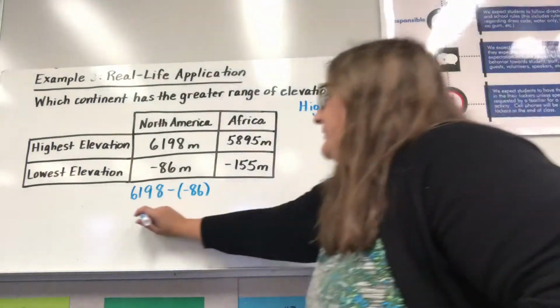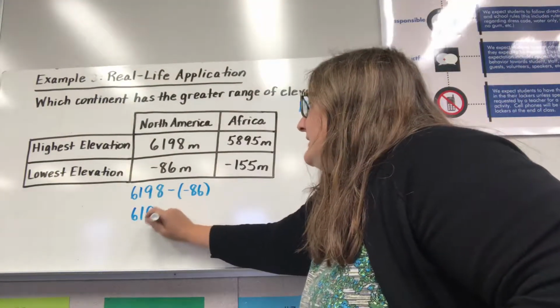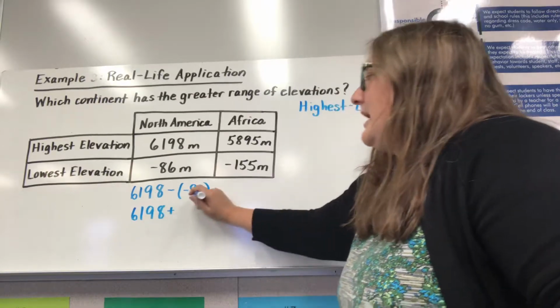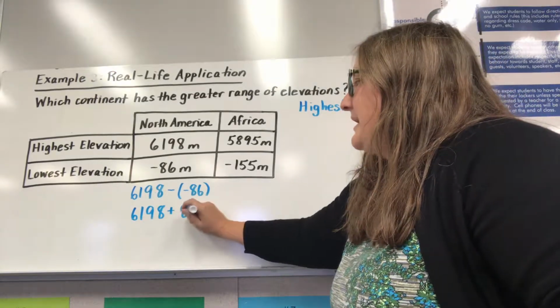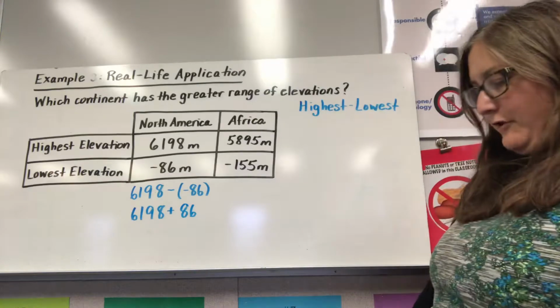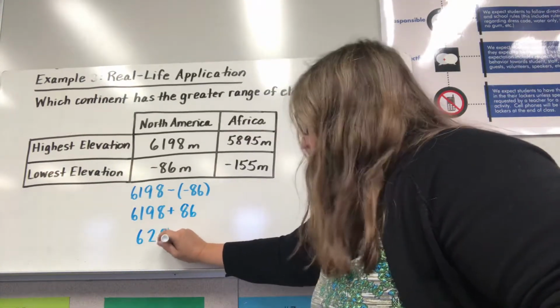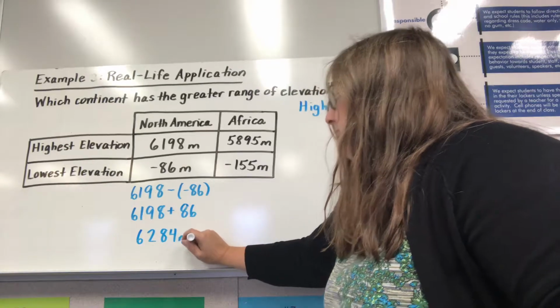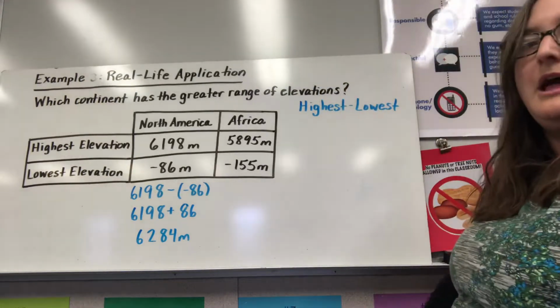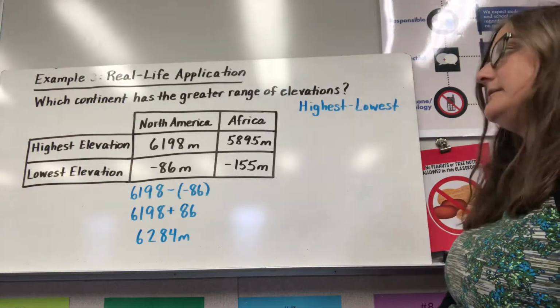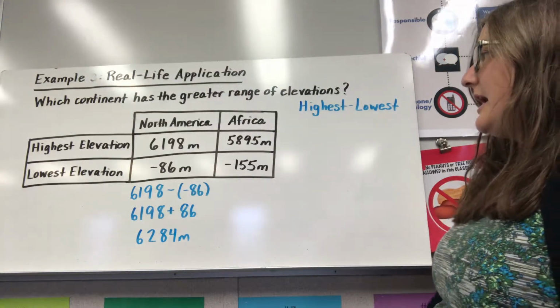This would become 6,198 plus, my opposite here, is +86. For a grand total of 6,284 meters difference in North America between the high and the lowest point. Now we're going to do the same thing for Africa.